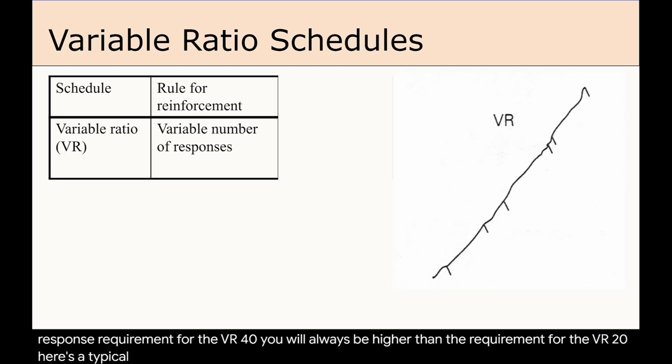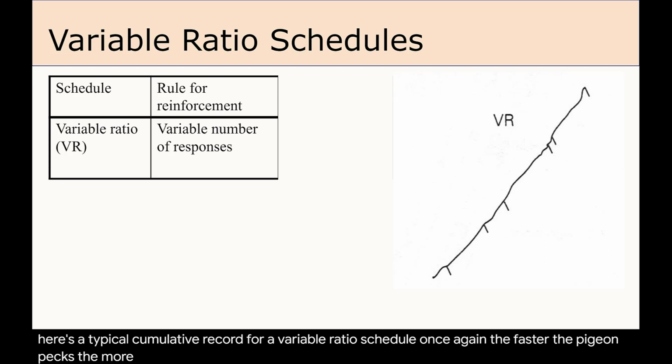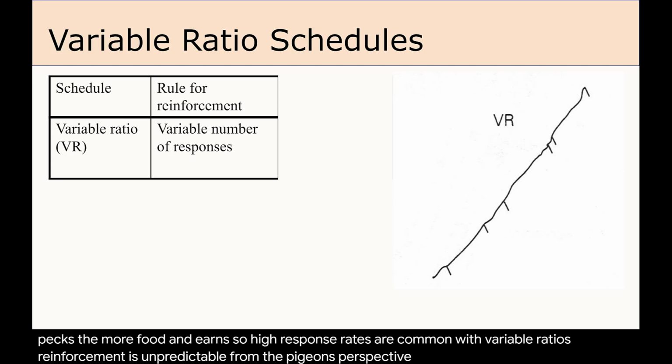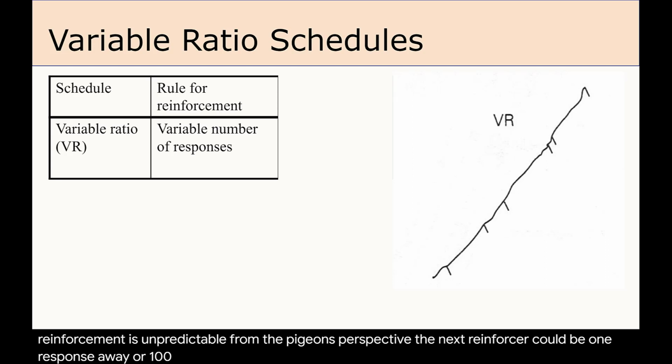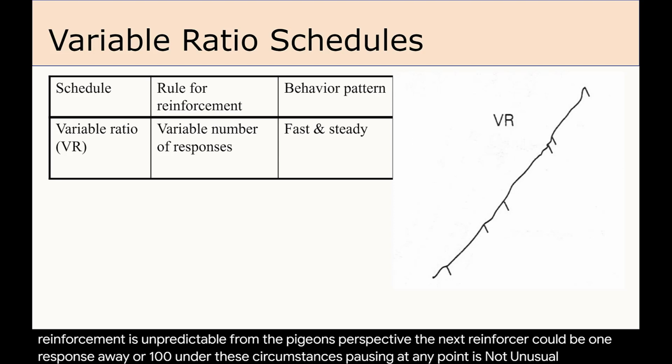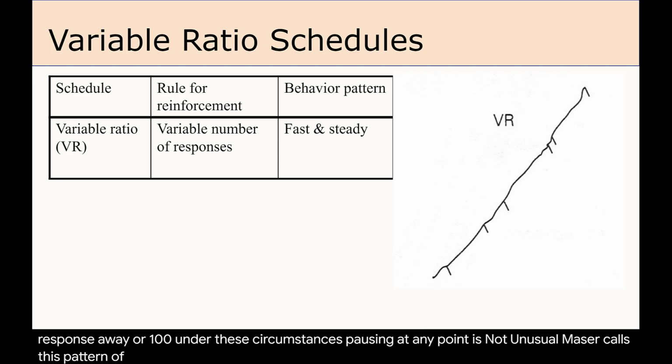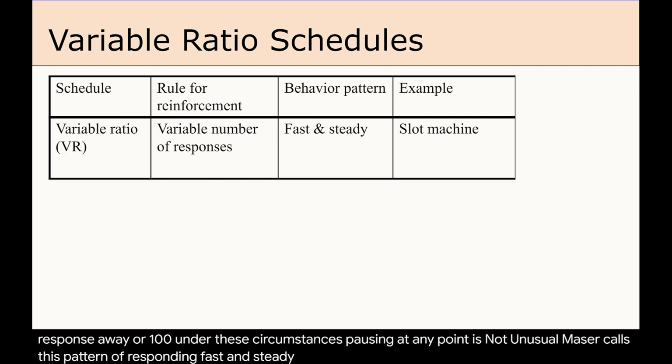Here's a typical cumulative record for a variable ratio schedule. Once again, the faster the pigeon pecks, the more food it earns, so high response rates are common. With variable ratios, reinforcement is unpredictable from the pigeon's perspective. The next reinforcer could be 1 response away or 100. Under these circumstances, pausing at any point is not unusual. Mazur calls this pattern of responding fast and steady.